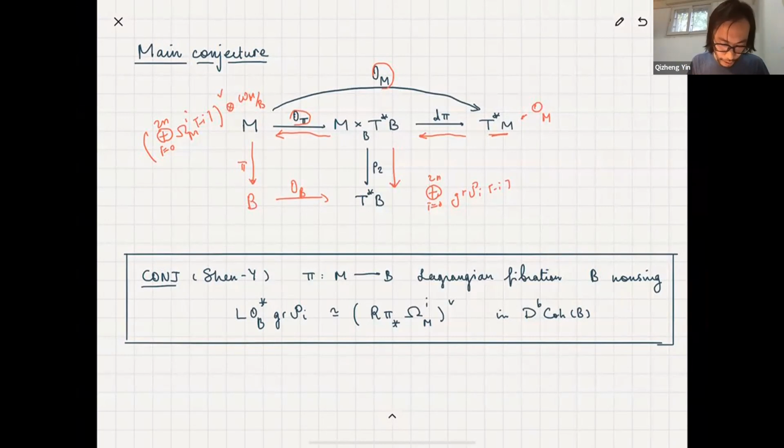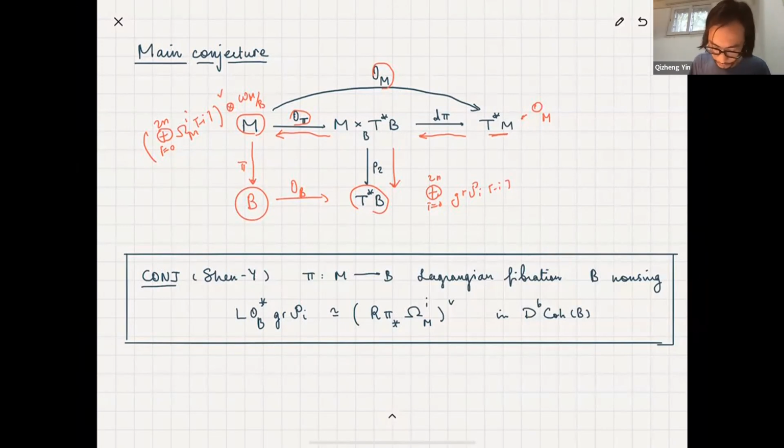So now on M and on T star B, you both have 2m plus 1 interesting things. And exactly those are the PIs and the omega I's, or things associated with them. And now the natural guess is that when you finally make them meet in B, then they will match term by term. So this is how we arrive at this conjecture.